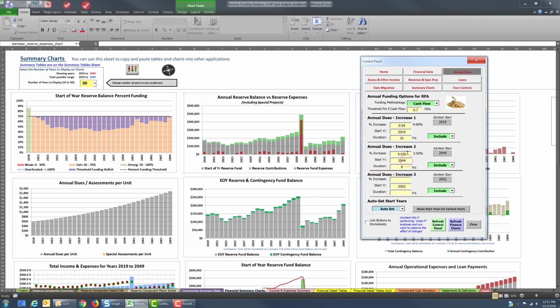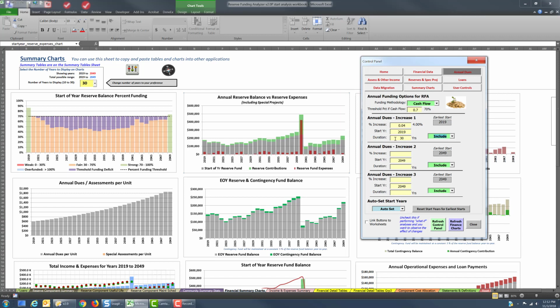And now we have a 3.5% still starting in 2044, but we could just remove this as well, and let's see what this is going to do for us. So we got a 4% increase, and we'll just run it for 30 years and see what will happen. So we run this for 30 years.